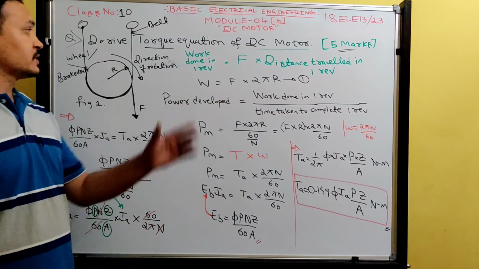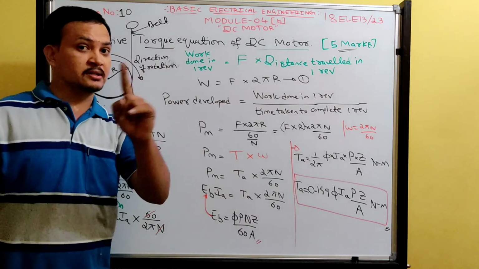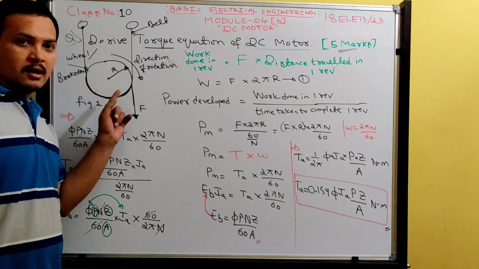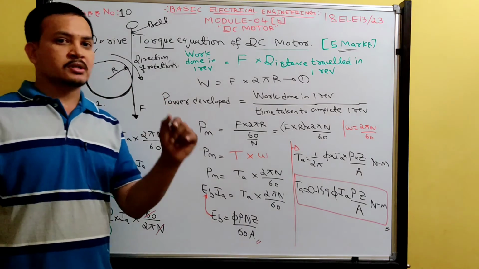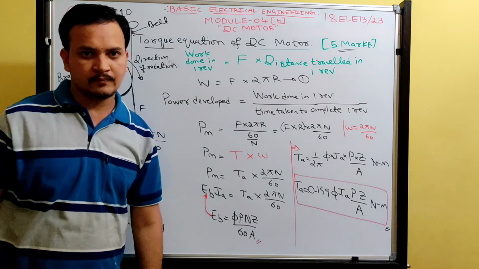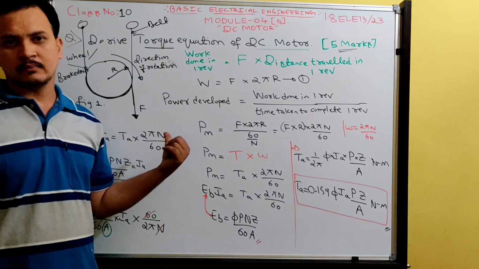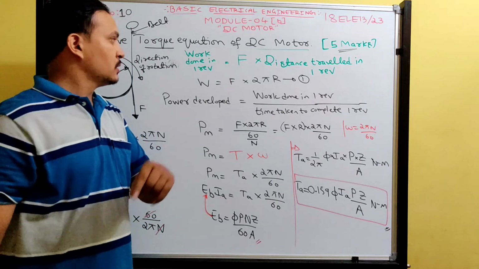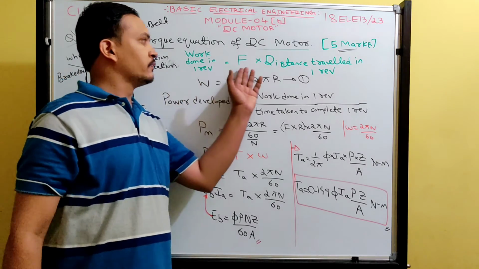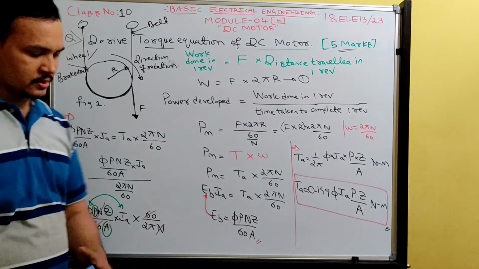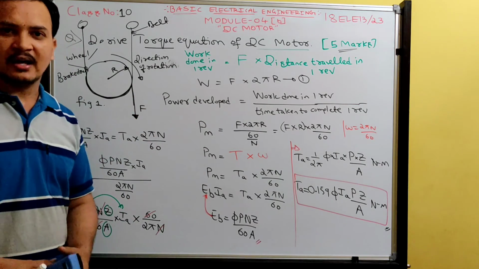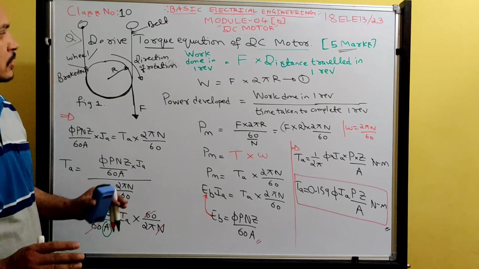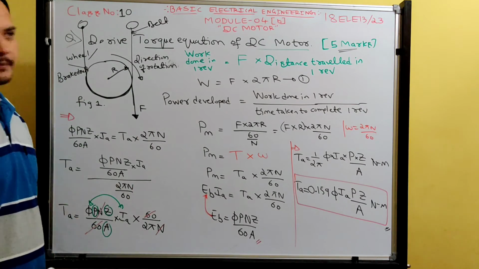Before starting the derivation, I said some sentence, and that sentence you should write. What is that sentence? Consider a wheel of radius R meters in which the force is acting vertically downwards, as shown in figure 1. Consider the wheel rotates 1 revolution. Therefore, work done in 1 revolution is equal to force into distance traveled in 1 revolution. Like that, you can complete the entire derivation. But don't write the basics; without the basics, then you start writing.